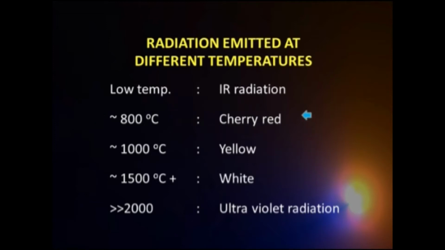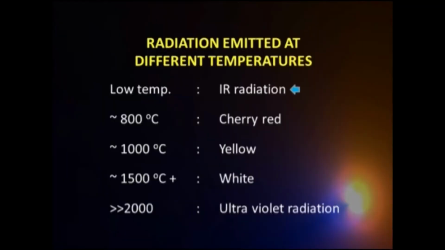What we see is that when the temperature is low, say around room temperature or my body temperature for that matter, we emit what is called IR radiation. As the temperature goes up, the color becomes cherry red. If it becomes about 1000 degrees centigrade, it becomes yellowish. At higher temperature, it becomes white, and even beyond 2000 degrees centigrade, maybe we can expect UV radiation coming from the hot object. So, the output from a hot object depends on the temperature.